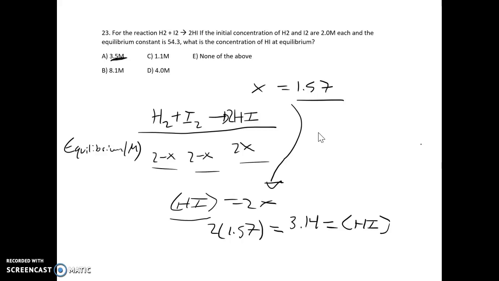However, the closest thing we have to that is 3.5, and that's still a far stretch, because if we round the 3.14, we get 3.1 molar. So our answer is going to be none of the above, because none of these are the answer.